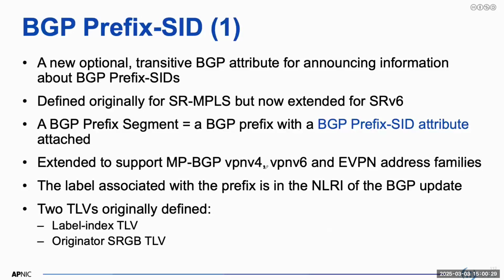And we extend it using the VPNv4 and VPNv6 address families as well. A label is associated with each NLRI, the network layer reachability information in a BGP update. We also have two TLVs here: the label index TLV and the originator SRGB block TLV.